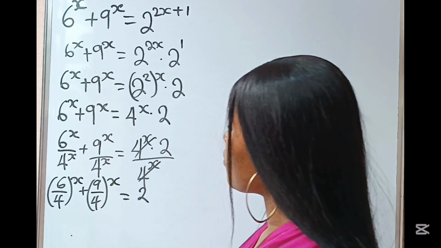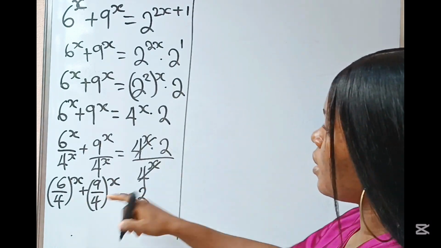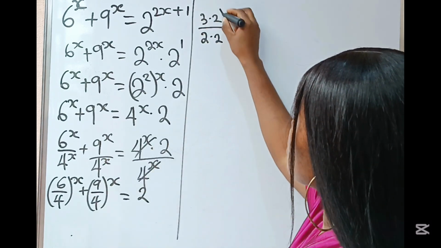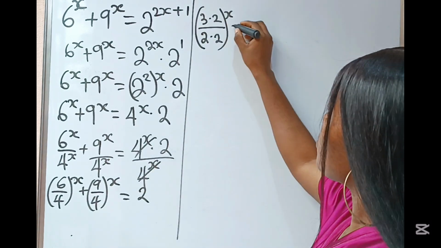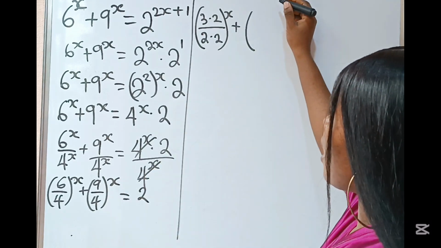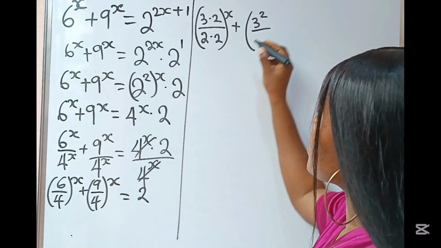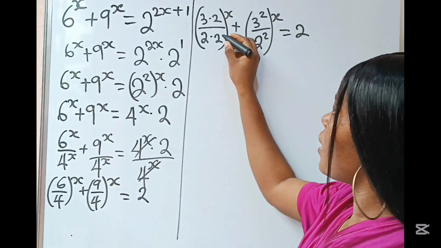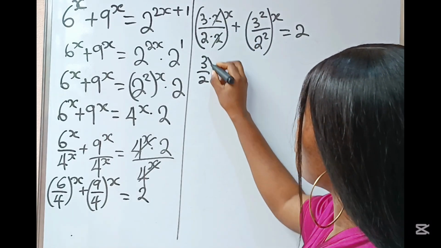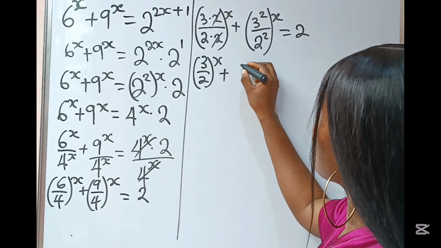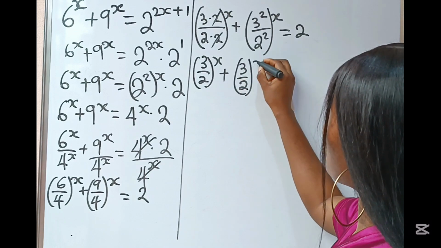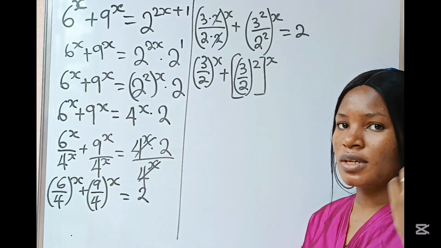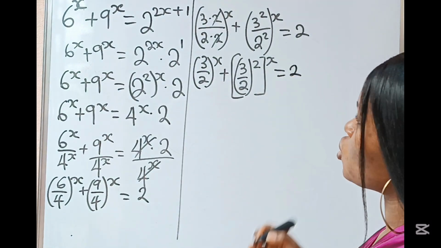So we have x and we have x. Now 6 is the same thing as what? 3 multiplied by 2, and 4 is the same thing as 2 multiplied by 2, raised to the power of x, plus 9 is the same thing as 3 squared, and 4 is the same thing as 2 squared, raised to the power of x is equal to 2. Now this will divide this. We have 3 over 2 raised to the power of x plus 3 over 2 raised to the power of 2 raised to the power of x. I brought out the 2 because it is common for both of them, is equal to 2.